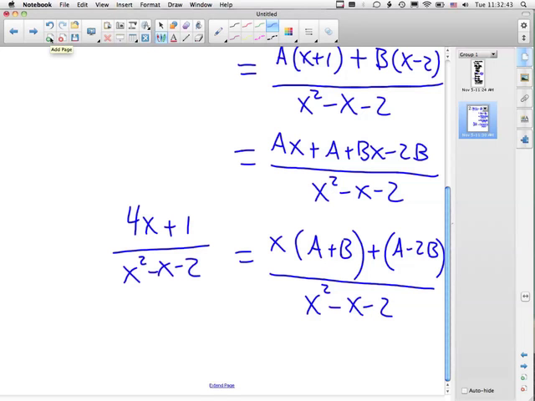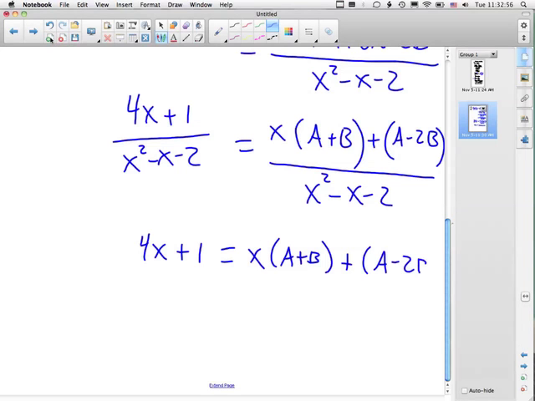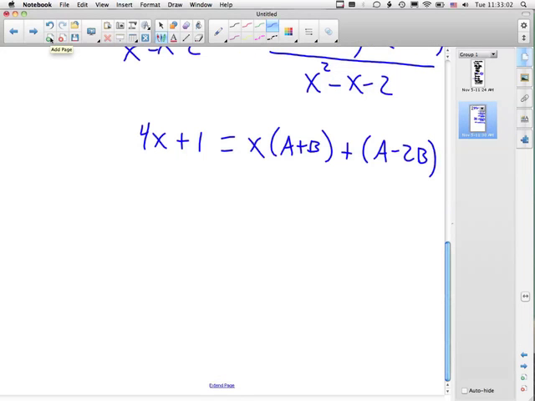Well, the denominators are the same on both sides of the equation. So clearly, 4x plus 1 equals x times a plus b and a minus 2b. Now here's something else that you've never done before, which is it looks like we've got a lot of variables floating around and only one equation. Two unknowns, a and b, but one equation.